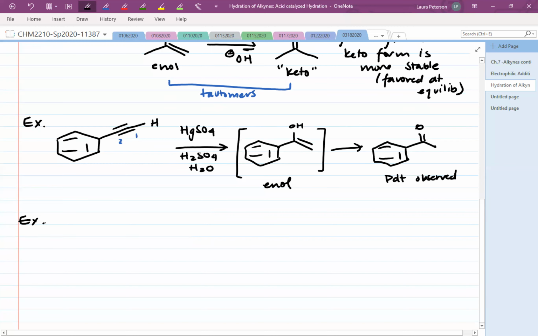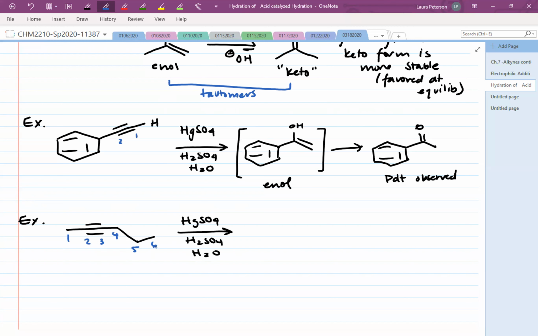Lastly, let's look at an example of an internal alkyne. In this case, we have our 6-carbon chain and the alkyne is between carbons 2 and 3. Notice how carbon 2 and 3 are not related through symmetry, so they're different, but they're similarly substituted. They both have one carbon-based substituent. So in the product, I would arrive at 2 different products.